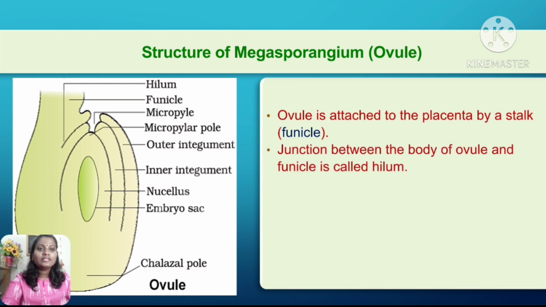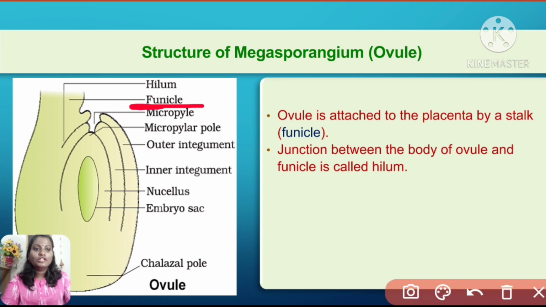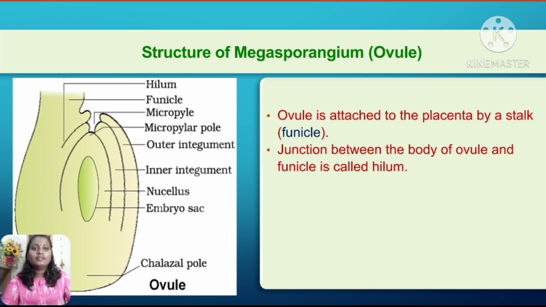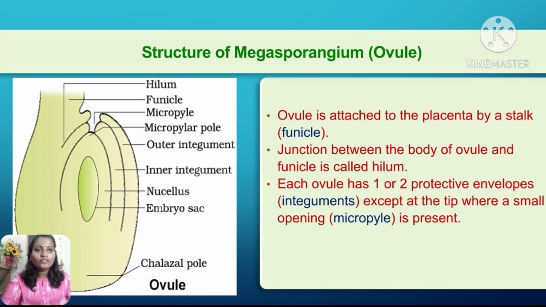Now next to that is the hilum. The junction between the body of the ovule and the funicle we call the hilum. In the diagram you can see where the hilum is present. This portion of the ovule we call the hilum, the junction between the body of the ovule and the funicle. Then each ovule has one or two protective envelopes that we call integuments, except at the tip where a small opening that we call the micropyle is present.